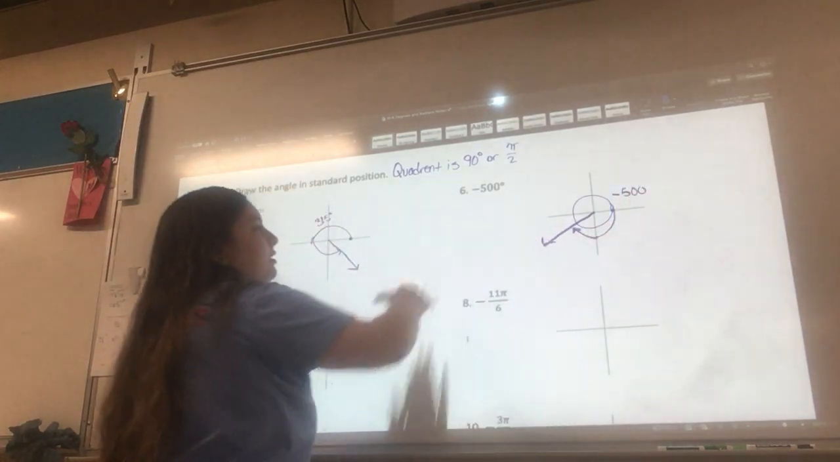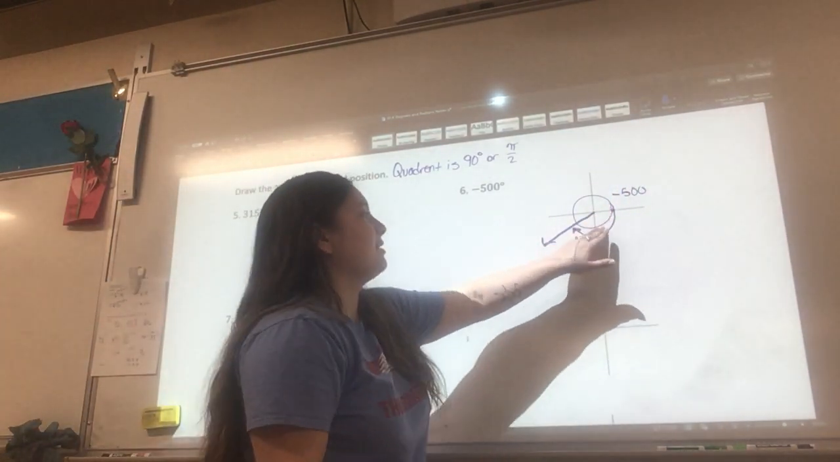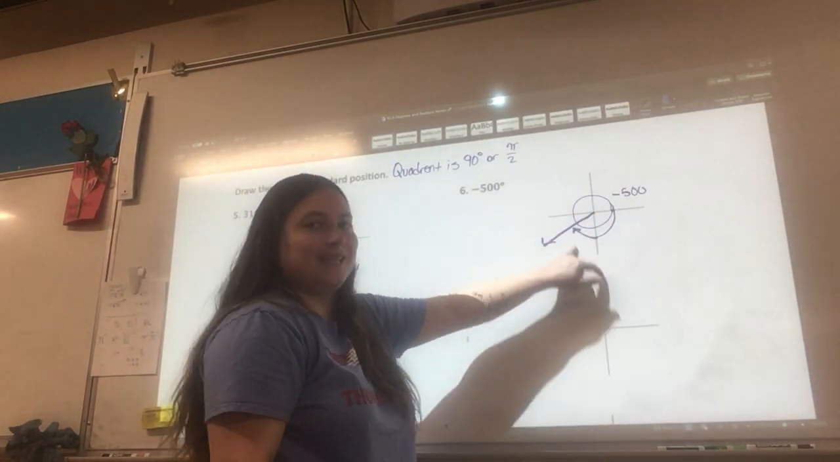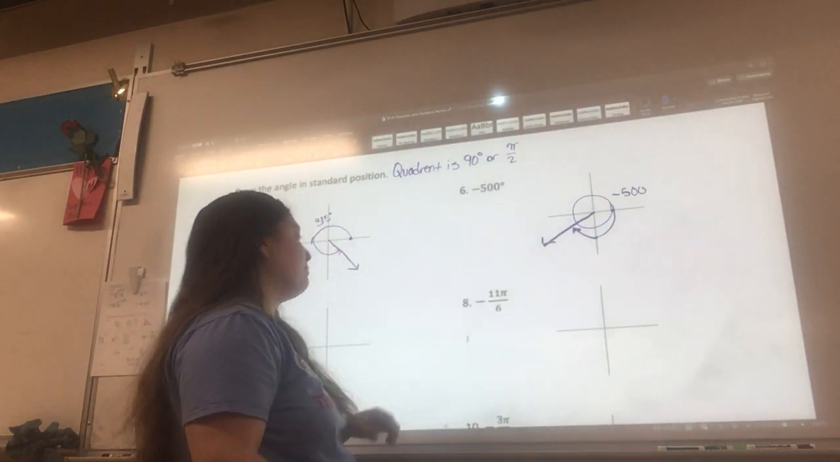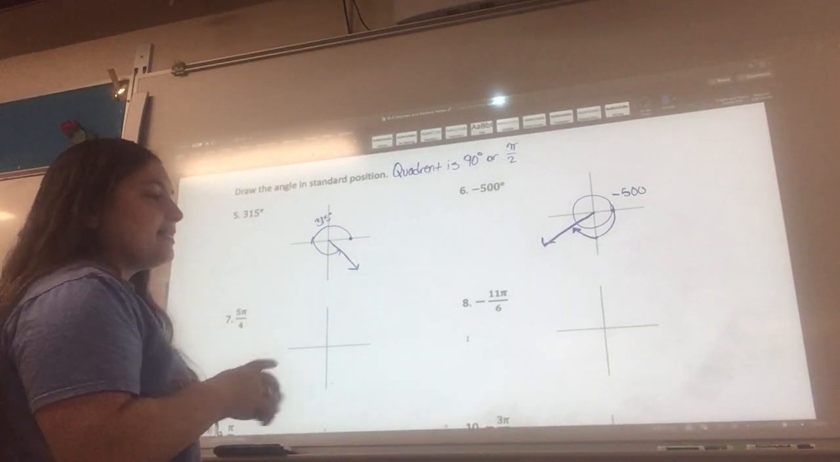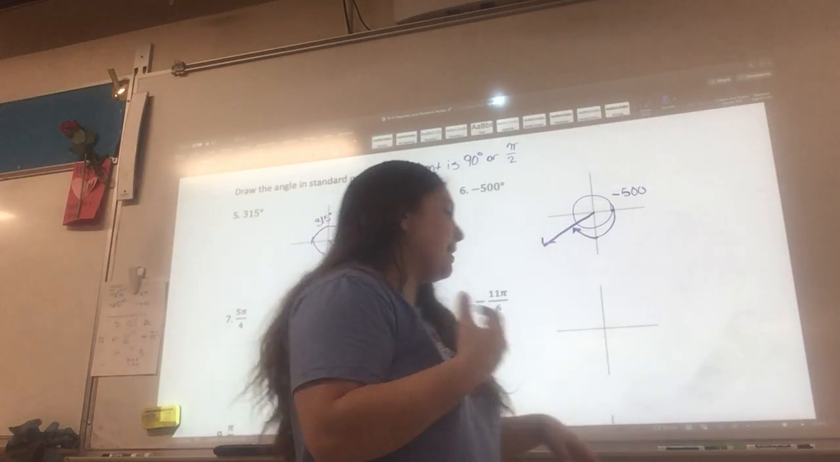When in doubt, you can take your number and just go, all right, minus 90, minus 90, minus 90, minus 90, minus 90, until you get to something less than 90, and that's the quadrant you're going to be in. There is another way to do this one. Since this one is negative, there is obviously a positive.